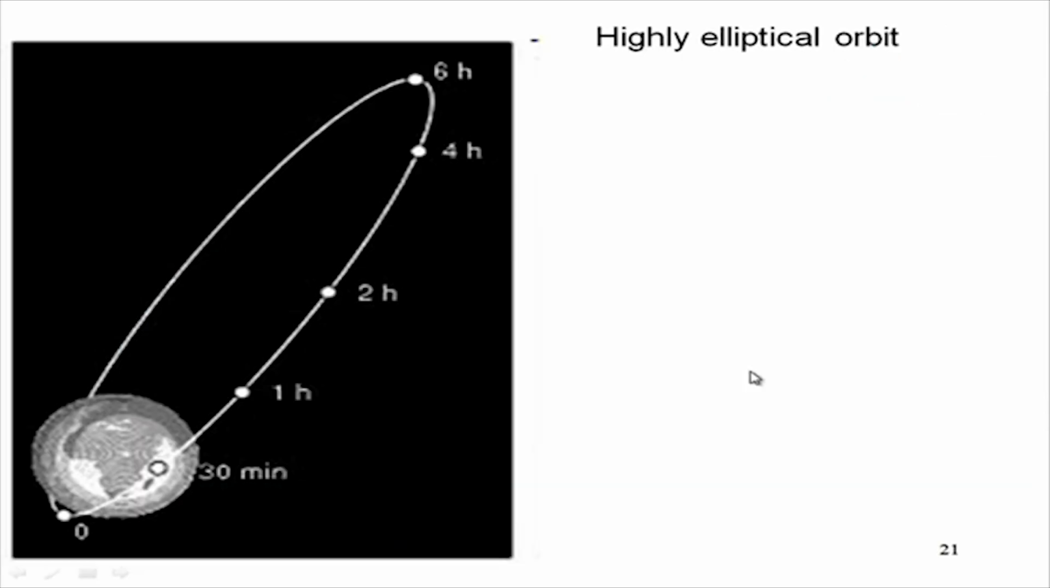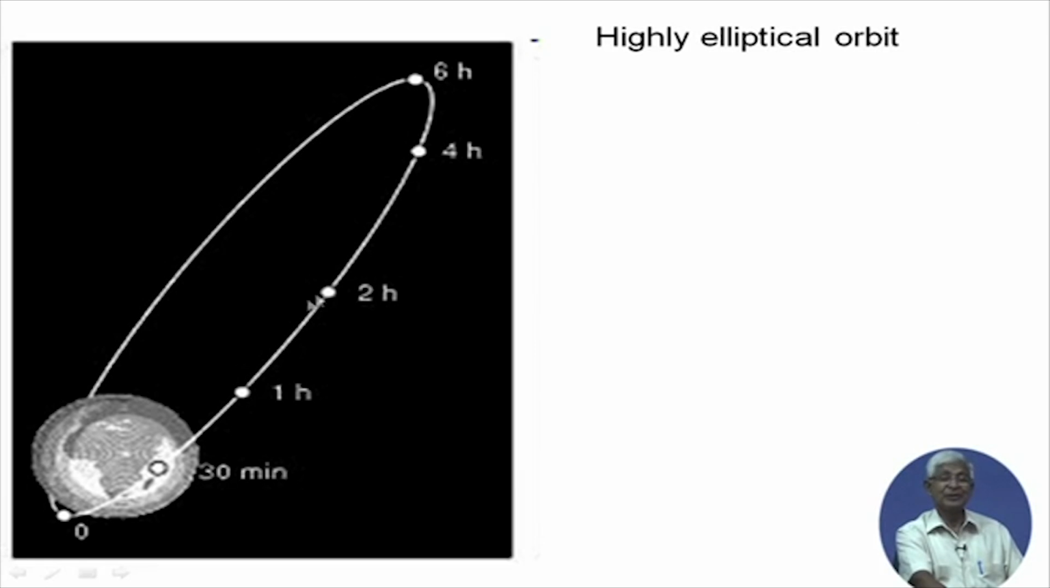Okay. Now, there is another possibility, that is highly elliptical orbit, that is the inclination is non-zero, and there could be eccentricity non-zero, then it is a highly elliptical orbit.